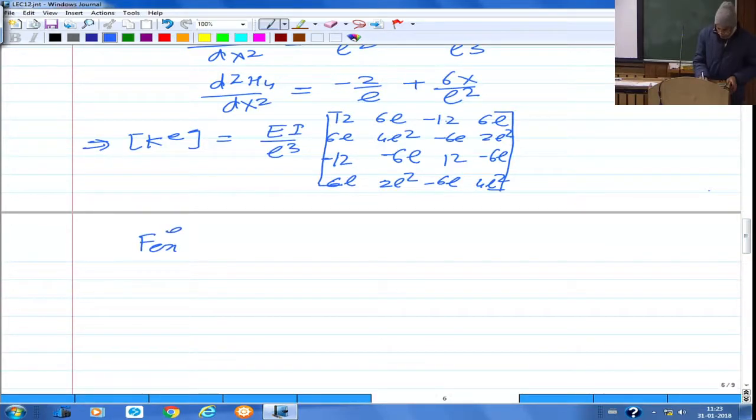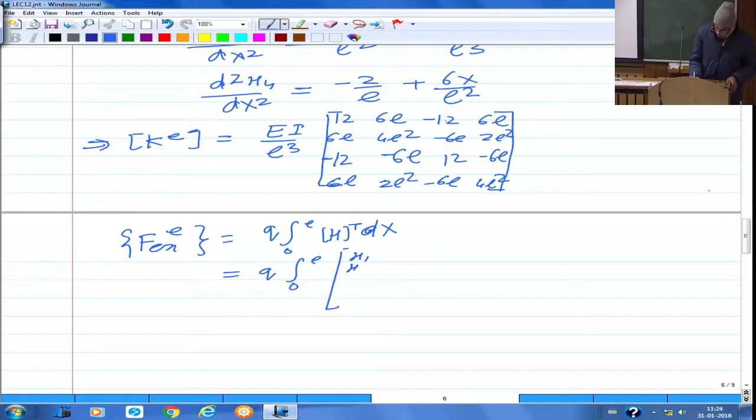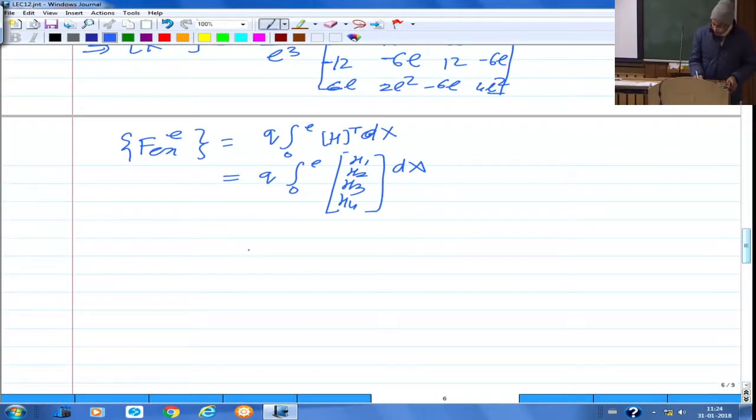If you look at the F external, which is again the integration from 0 to L of H transpose Q dx. Since we said Q is constant, and H is H1, H2, H3, H4, if you integrate each of those from 0 to L, whatever expression you have got for H1, you will find that it turns out to be, let me put this under curly brackets, L by 2. Q I have written outside, so this would be L by 2. That is, L by 2 is the integration of H1 from 0 to L.